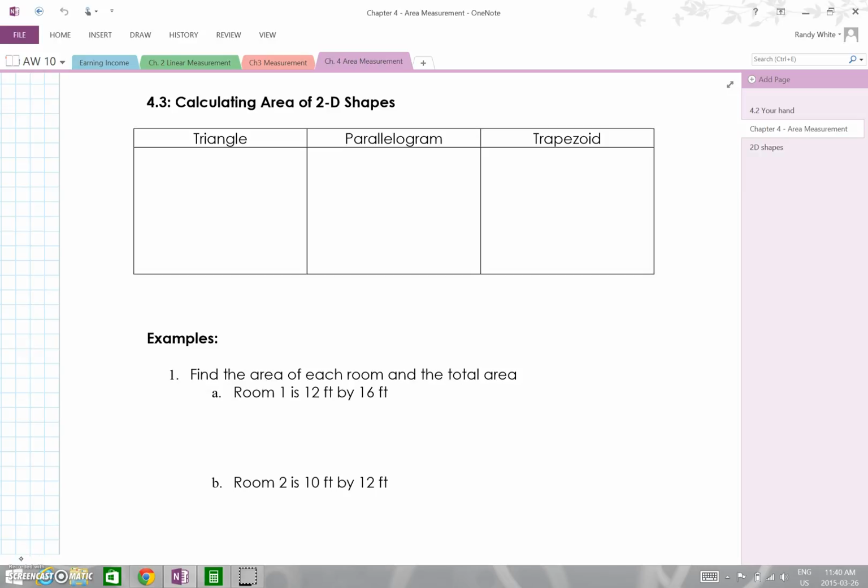The formula to find the area of a triangle: you take the base of the triangle times the height. You multiply those two together, and then you divide by 2. The reason you're dividing by 2 is because a triangle is half of a rectangle. A rectangle would be just length times width, or base times height. Because it's a triangle, which is half, you divide it by 2.